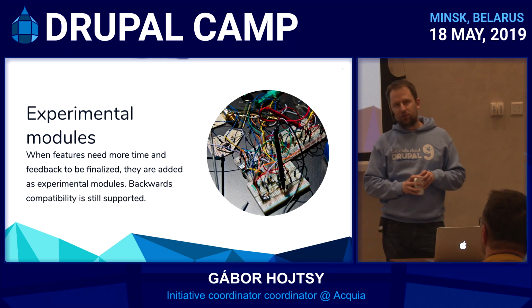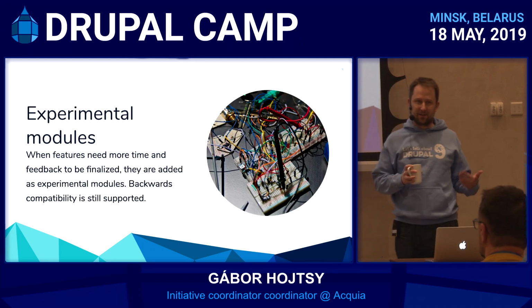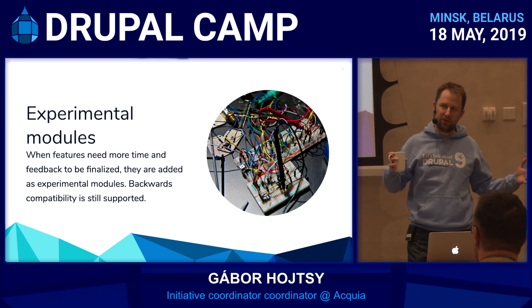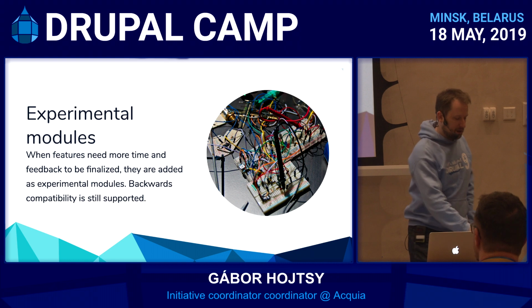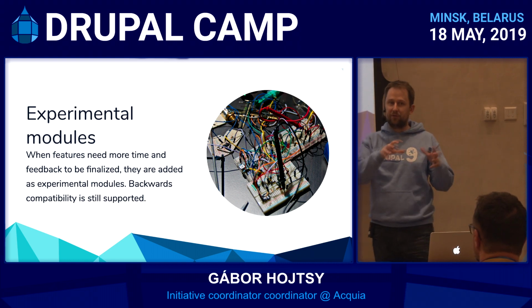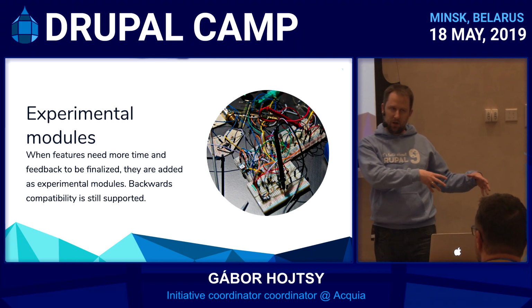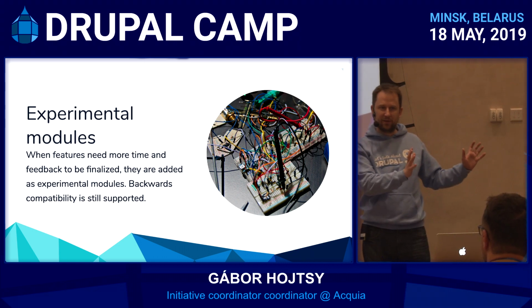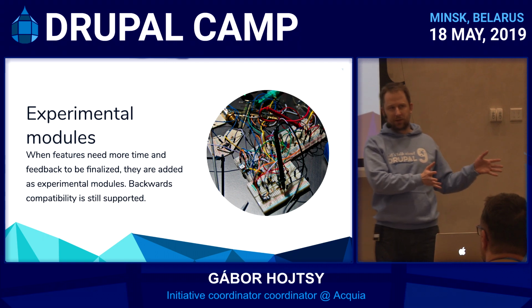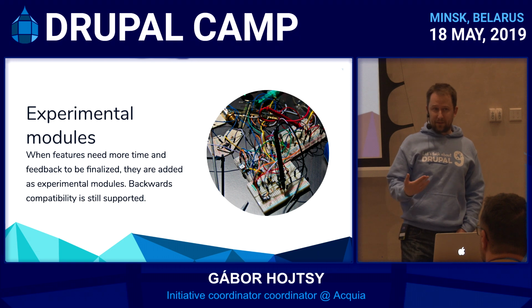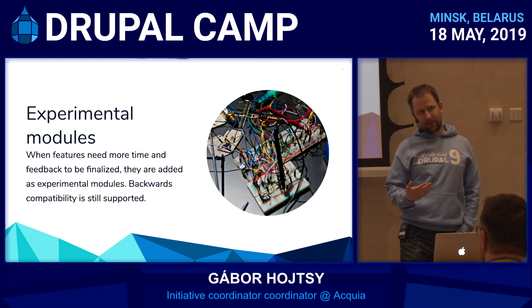One more thing that we introduced for things that cannot be done in 6 months, that are too big projects to finish in 6 months, is experimental modules. So these are modules in core that we release as part of the stable release of Drupal core, but we mark these parts of Drupal core as not yet ready for stable. So we call those experimental, and we release them as beta versions, at least now.